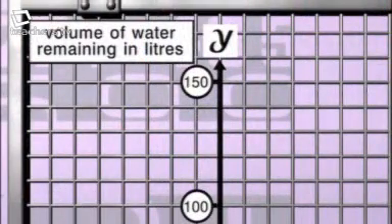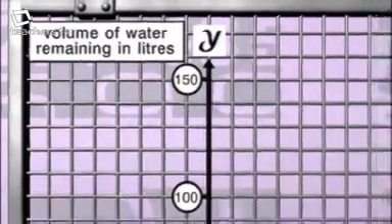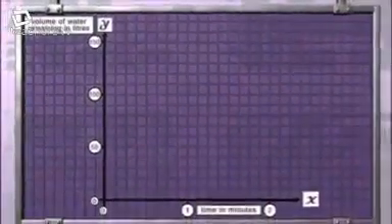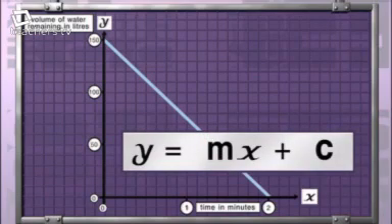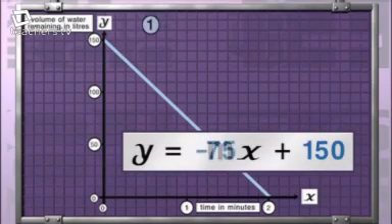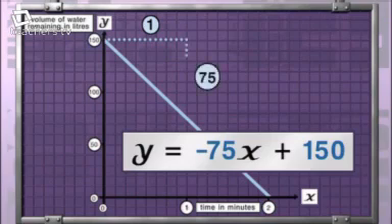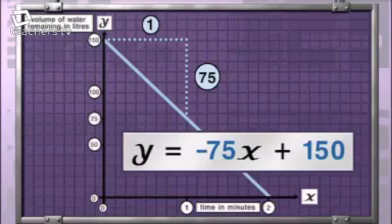Ben's bath started with 150 litres of water and empties at a rate of 75 litres per minute. A graph of water remaining against time looks like this. c is 150. m is negative 75, because for every 1 unit in the x direction, the graph goes down by 75 units in the y direction. Because it slopes downwards like this, the gradient is negative.